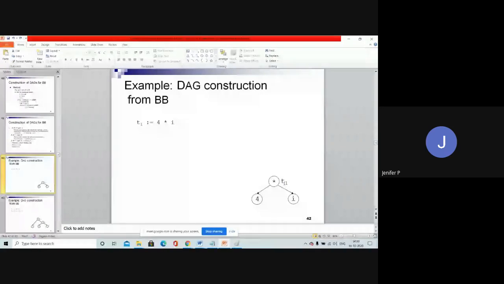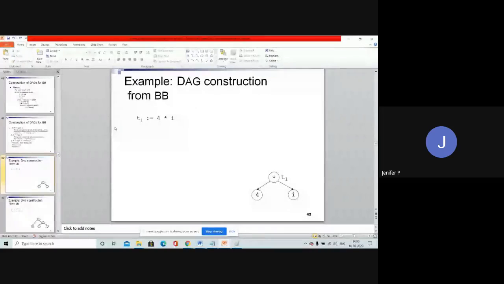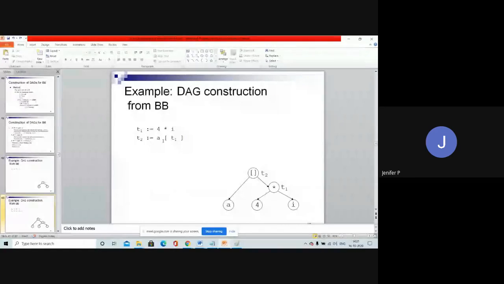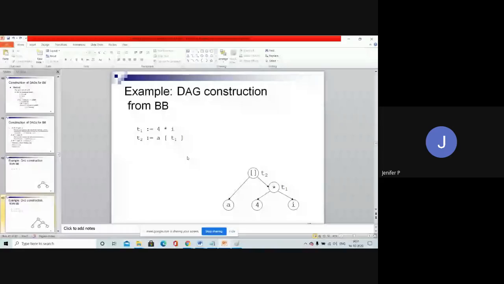Then the next one. Okay, T2 equal to A of T1. So T1 equal to 4 into I. Next, what are we going to do? T2 equal to A of T1. So what are the operations involved? Array, then assignment. Okay, first array. Array between A and T1. So now you put the array. Then the left child will be A and the right child will be T1. T1 is what? 4 into I. So this subtree is your T1. So this is your T1 right child. And after that, which is equal to T2. So T2 is put.